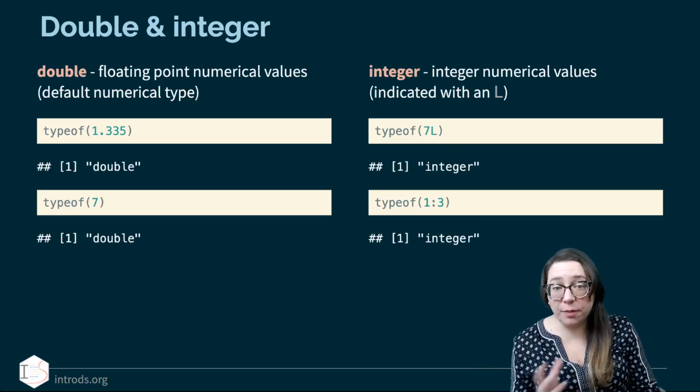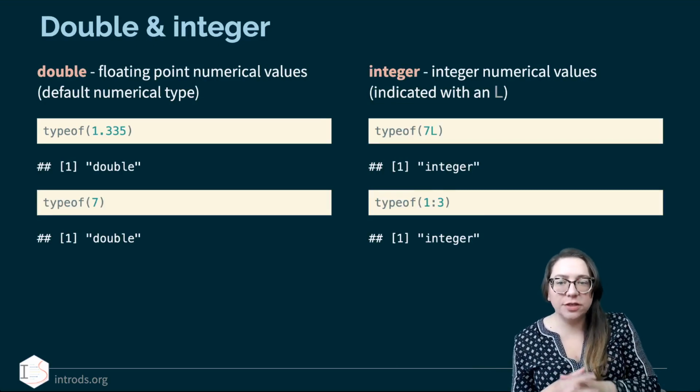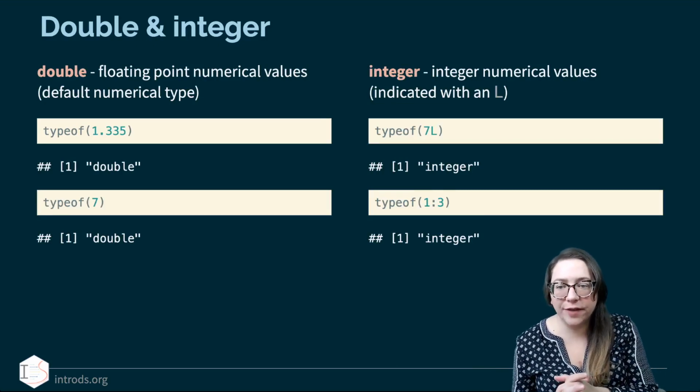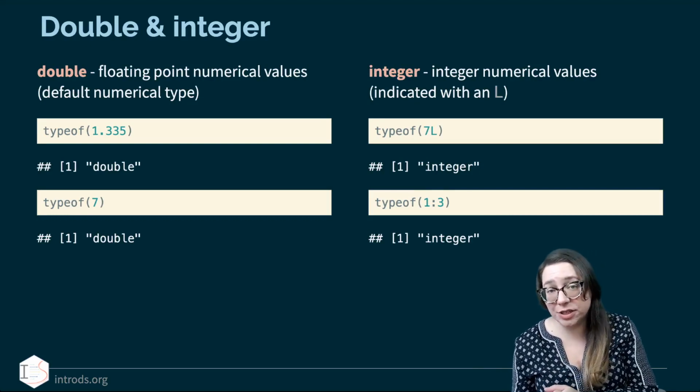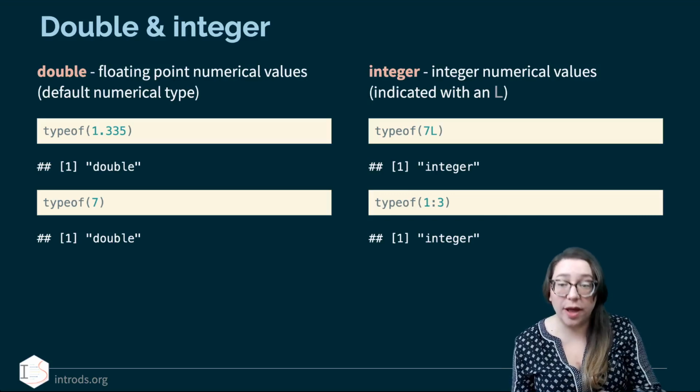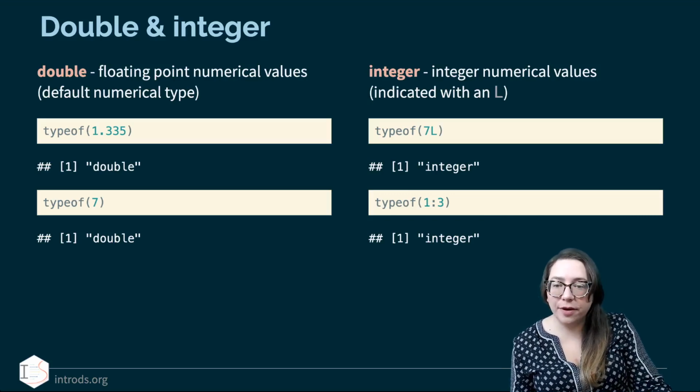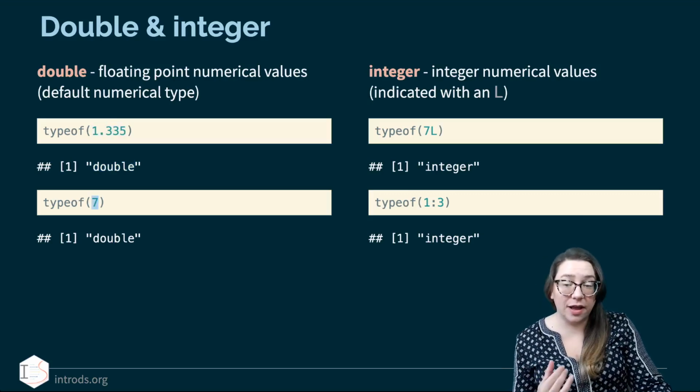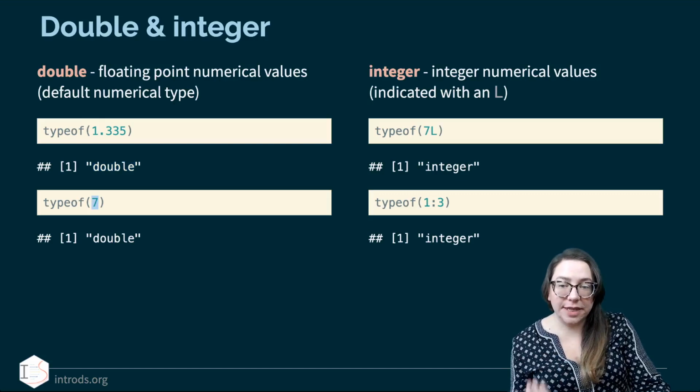Double and integer are both numerical data. Doubles are floating point numerical values, and those are the default numerical type in R. These can actually take on decimal places as well. So typeof the number 1.335 is double, but also typeof the number 7, which doesn't have decimal places, is also double by default.